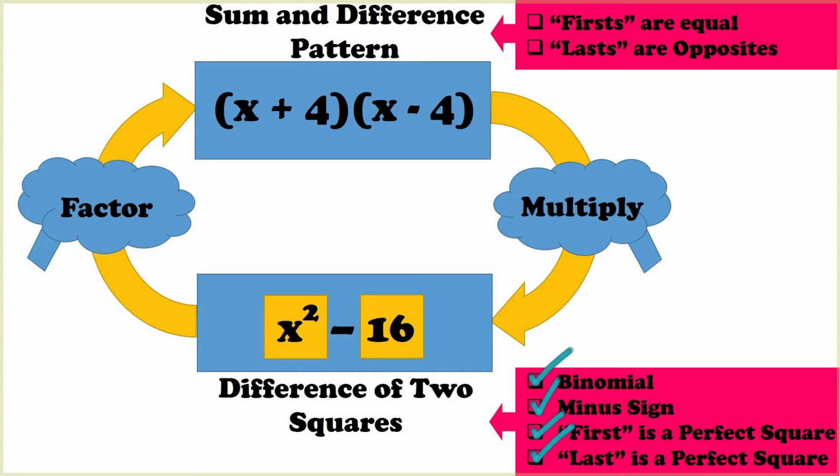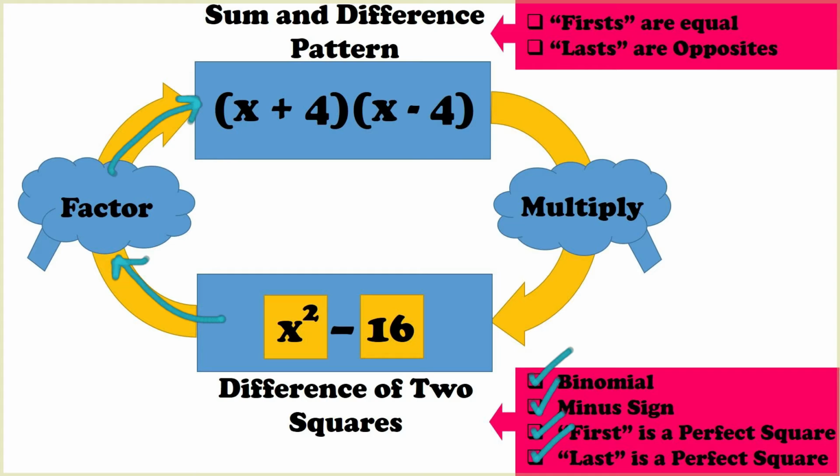You need to be able to look at that and realize that that is a difference of two squares problem. When you factor that, if you follow this pattern, you will end up with an answer of x plus 4 and x minus 4.